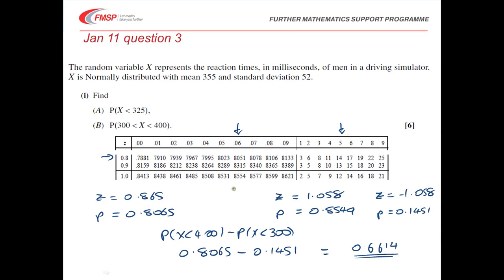Okay, so there's 3 marks for this, and it's the same sort of idea. You're going to get 1 mark for standardizing. Effectively, you're going to get another method mark for getting the structure correct, i.e. getting this value out here, and then an accuracy mark at the end.